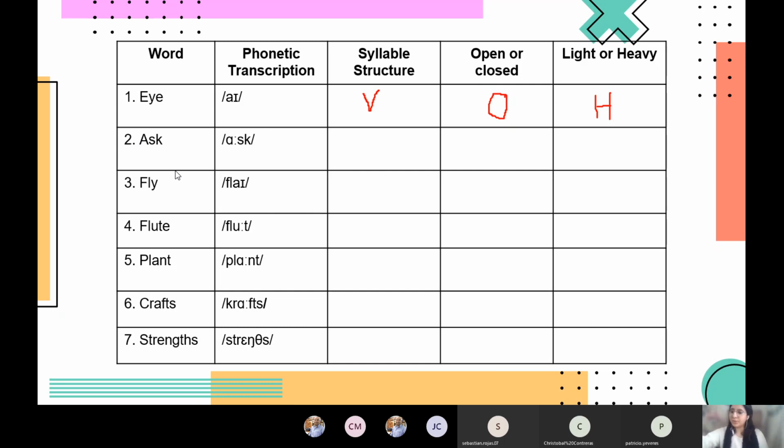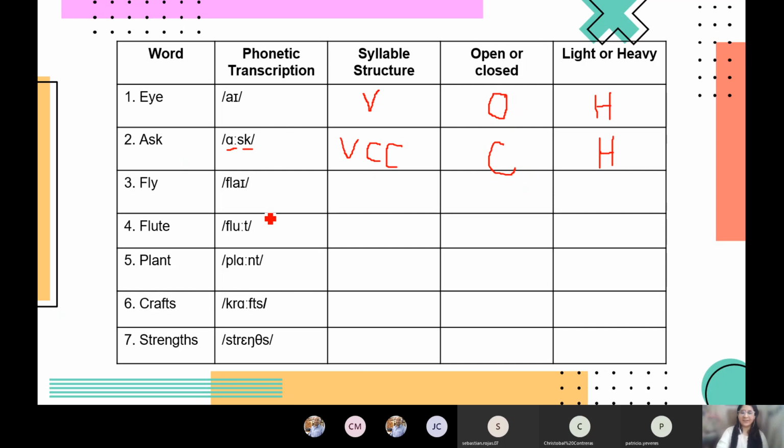So number 2, Cristobal, can you help me with number 2, please? Okay, so the syllable structure is BCC. It's closed. And it's heavy. It is heavy because it has a long vowel sound, and it also has a branching coda because we have more than one element present in the coda. Thank you very much, Cristobal.